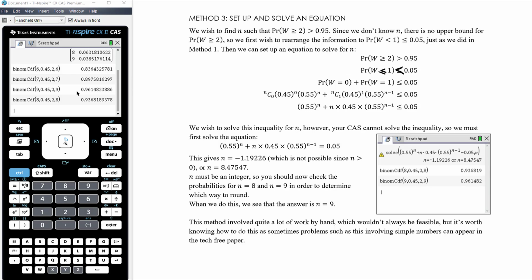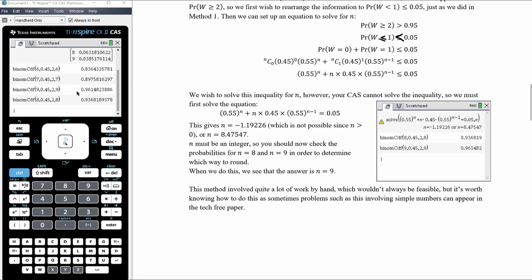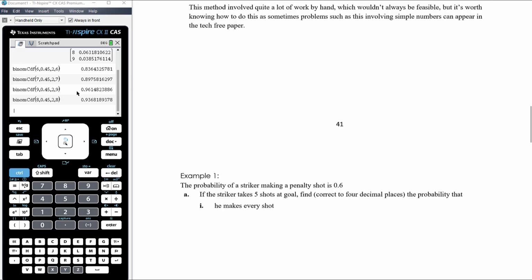This involves quite a bit of work by hand, which wouldn't always be feasible. So for example, it works here because we want W less than or equal to 1, but what if it was the probability of winning at least 8 games has to be bigger than 0.95, whatever, okay? Then it would be 1 minus the probability of W being less than or equal to 7, and that's a lot of adding up. So you'd have to do a lot of work to set up that equation. So I wouldn't be recommending method 3, but methods 1 or 2, inverse binomial n, and also just using a trial and error method are going to be good here.